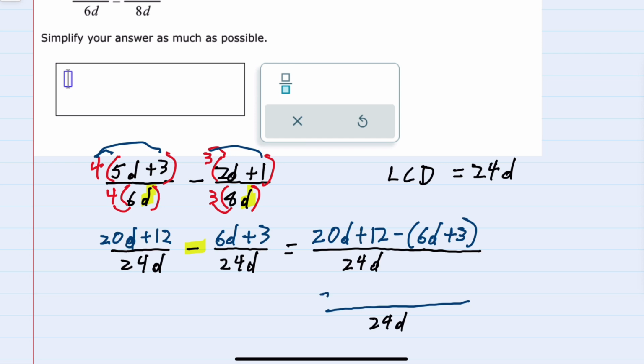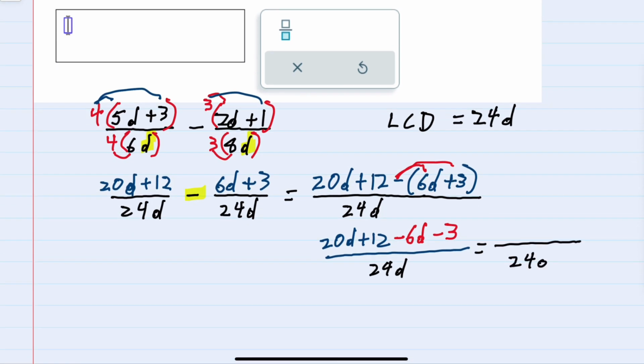So the first part of the expression will stay the same, but distributing that negative would give me a minus 6d, and distributing the negative to the plus 3, a minus 3. From here, our denominator is unchanged, but we can start to combine like terms in the numerator. 20d minus 6d would be 14d, and 12 minus 3 would be 9.